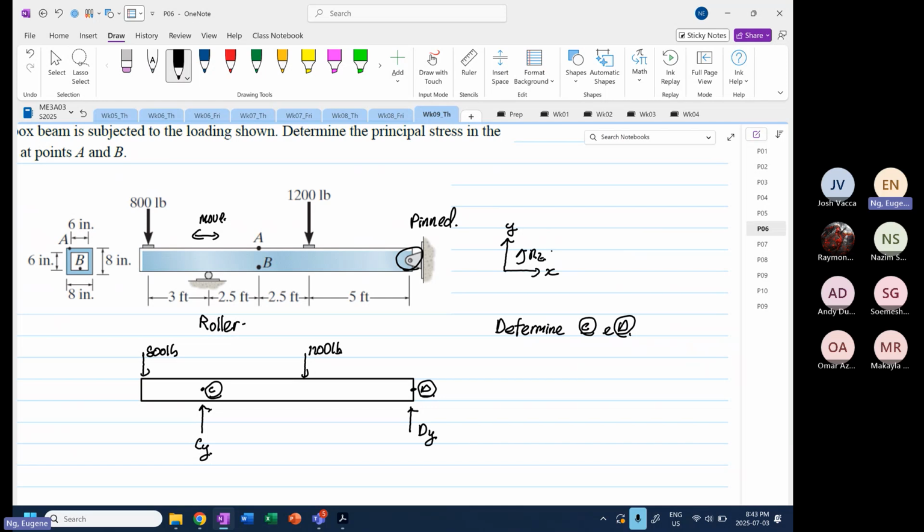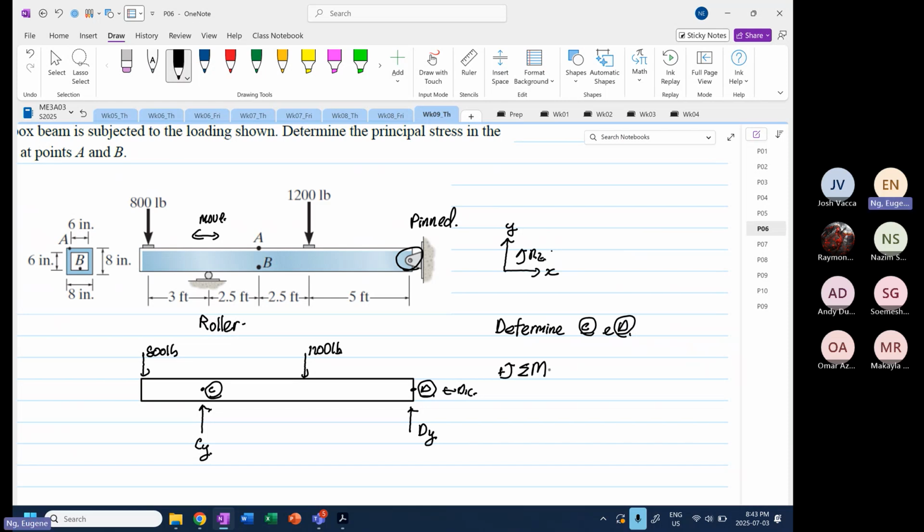Now, at point D, if you say, okay, Eugene, why not we have a DX? Yeah, but when you do static analysis, summation of Fx is equal to 0, so DX is equal to 0, because at C there's no x direction force, okay?